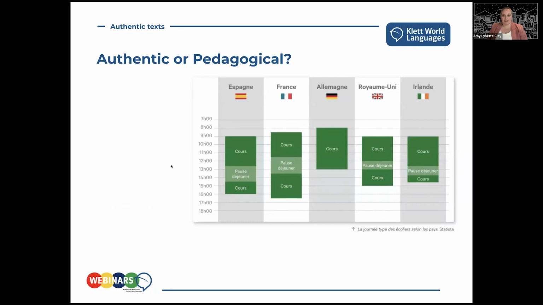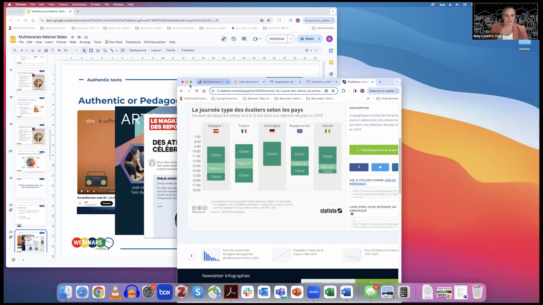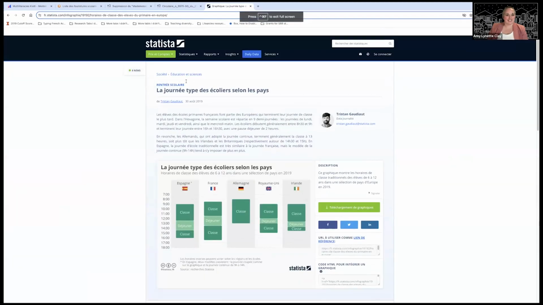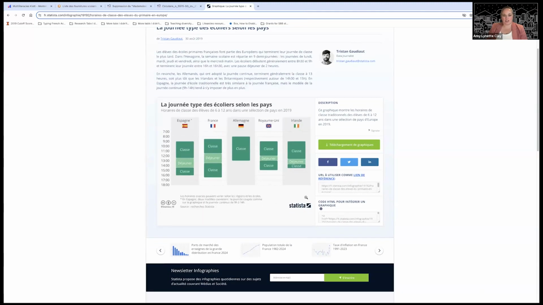This is in Reporter francophone, so that's the textbook that we mentioned earlier. It says a typical day for school kids according to the country, and it's authored by Statista, which is the European Statistics Agency. See if you think it's pedagogical or authentic. I'm going to show you the original source for this, and maybe that's going to help us too. Let me bring it up over here quickly. Okay, so this is Statista, it's a European Statistics Agency, and this is that original source for that text, and it's in the textbook.